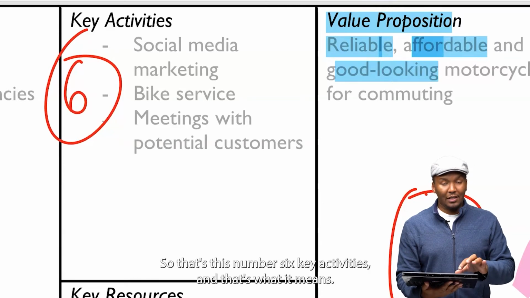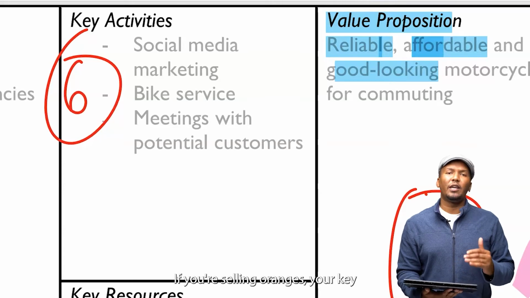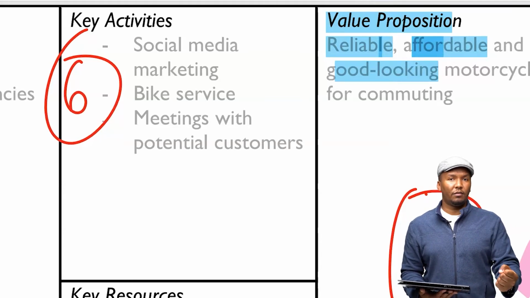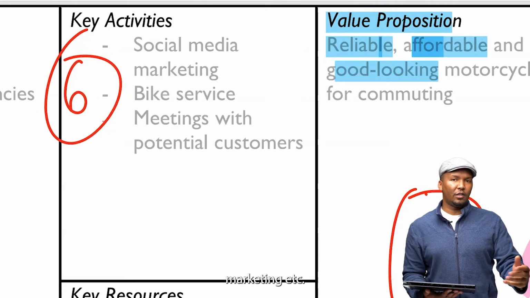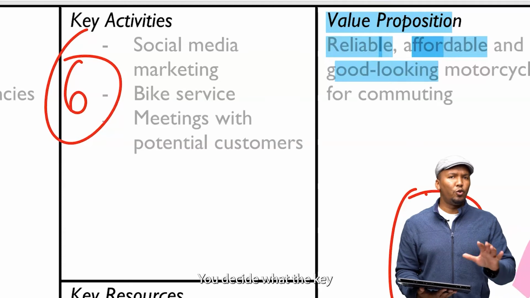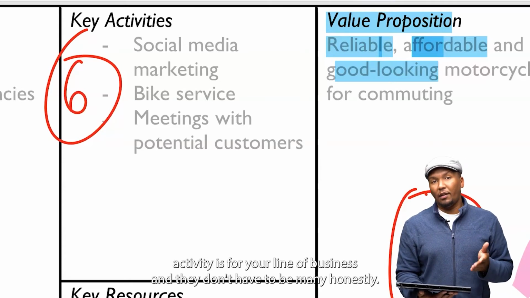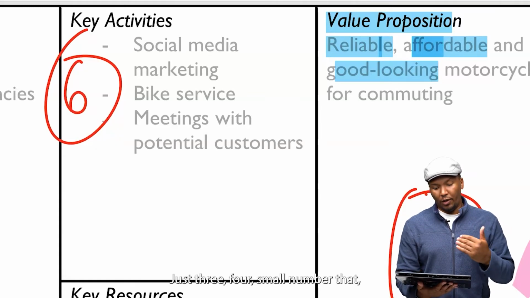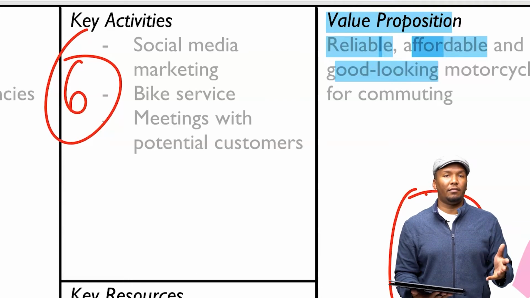So that's number 6, key activities, and that's what it means. If you're selling oranges, your key activities are going to be different, like cleaning the oranges, arranging the oranges, discarding the oranges, marketing, etc. You decide what the key activity is for your line of business. And they don't have to be many, honestly. Just 3, 4. A small number that makes you very clear about what exactly you do every day.